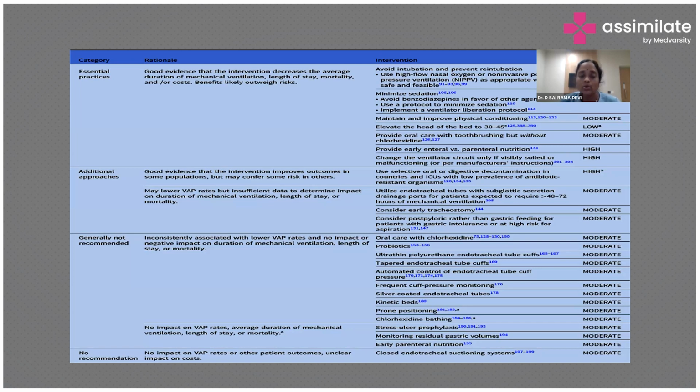So coming to the gist of this, go for NIV or high flow oxygen whenever feasible or whenever recommended. Sedation holidays, 30 to 45 degrees head end elevation, brushing the patient, planning to extubate whenever he is weanable, and meeting the criteria for extubation are very important in preventing VAP. Next.